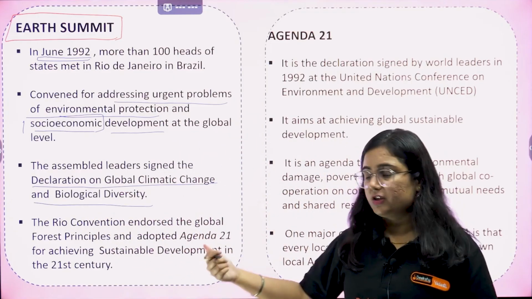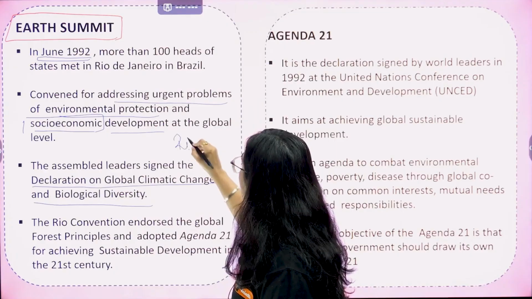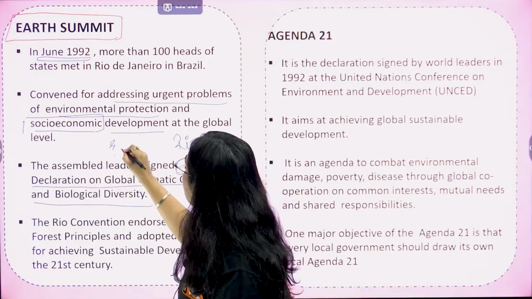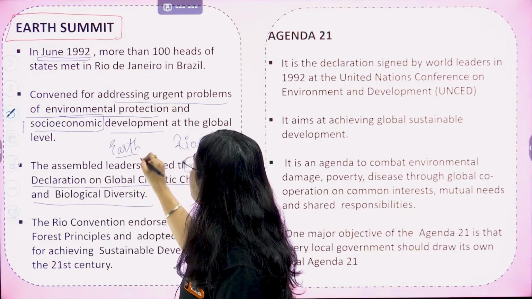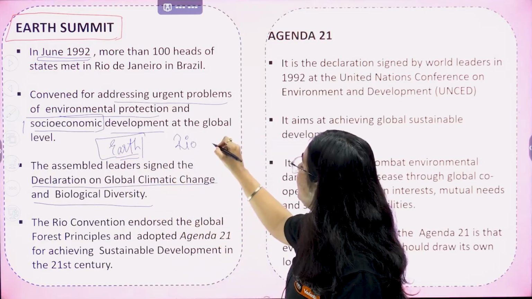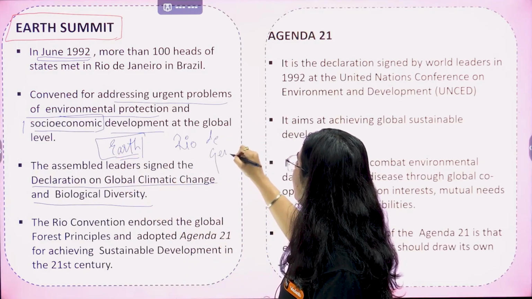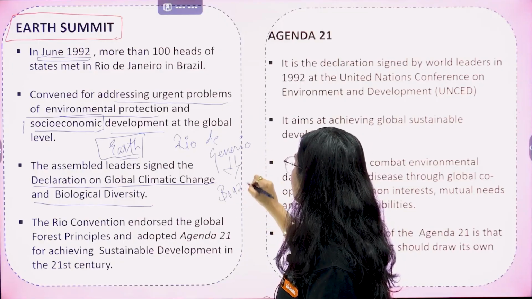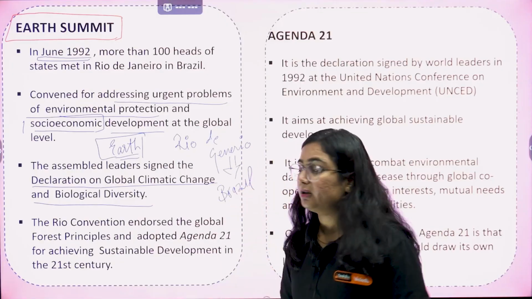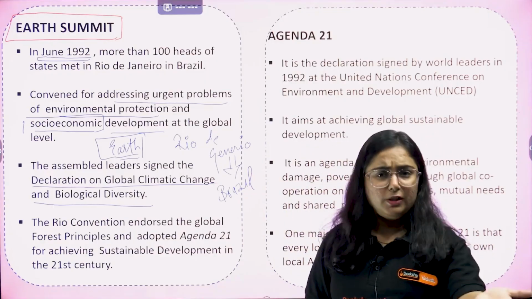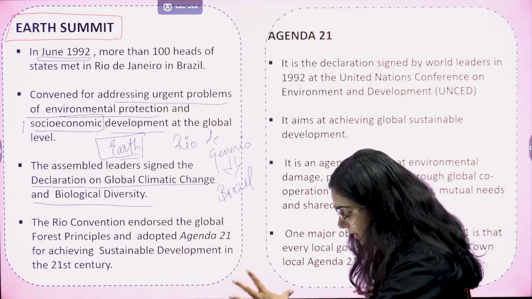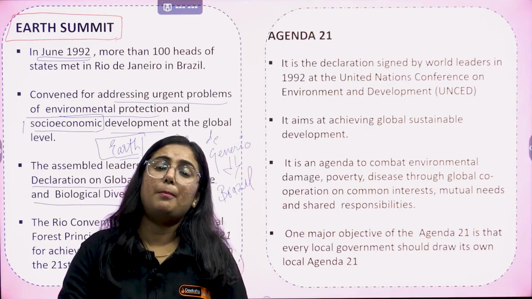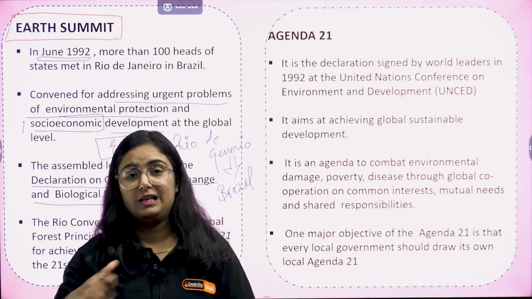This is the Rio Convention. Why are we calling it the Rio Convention? Because this Earth Summit, which is also called the First International Earth Summit, was held in Rio de Janeiro, which is in Brazil. So this was organized in Brazil, Rio de Janeiro, popularly known as the Rio Convention. What they did here, the word sustainable development came into existence at the global level here.